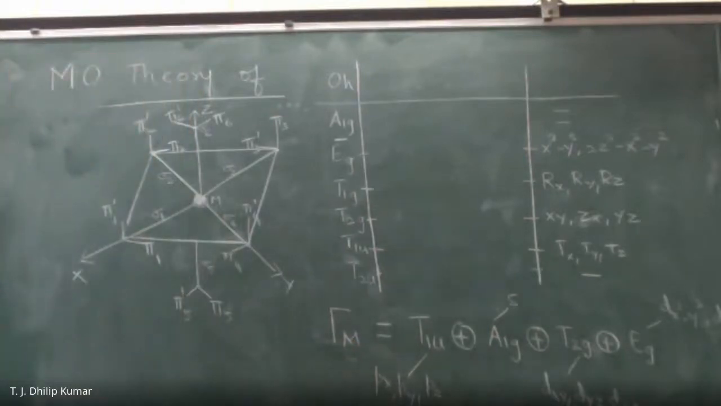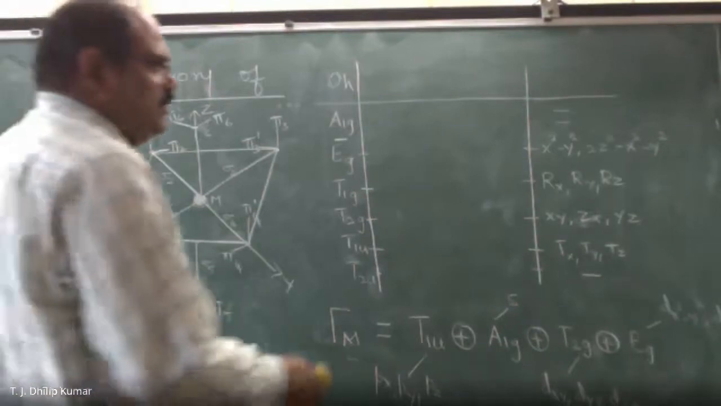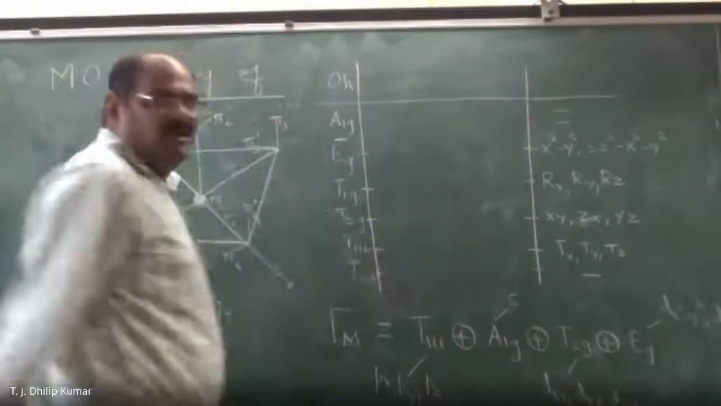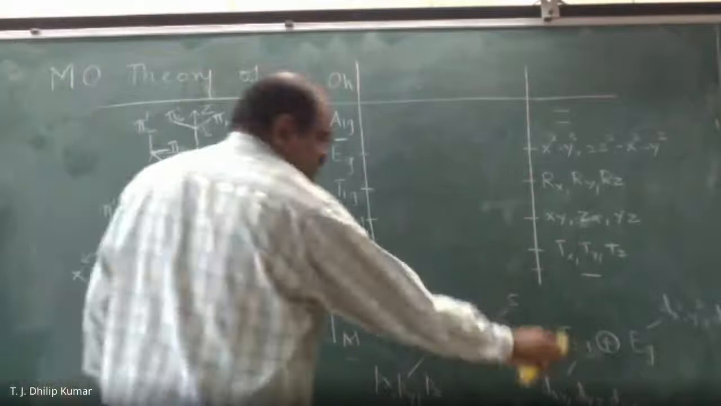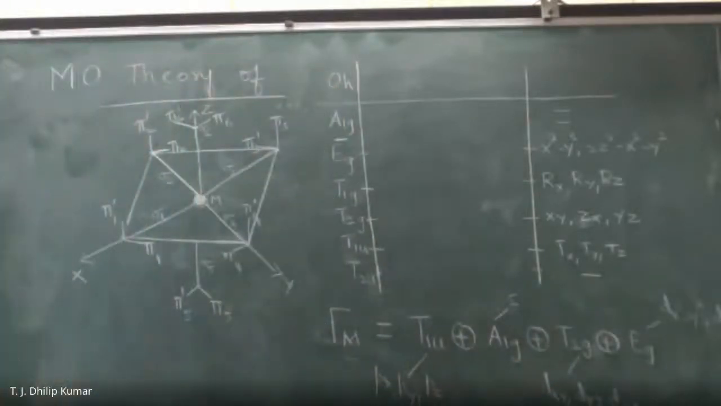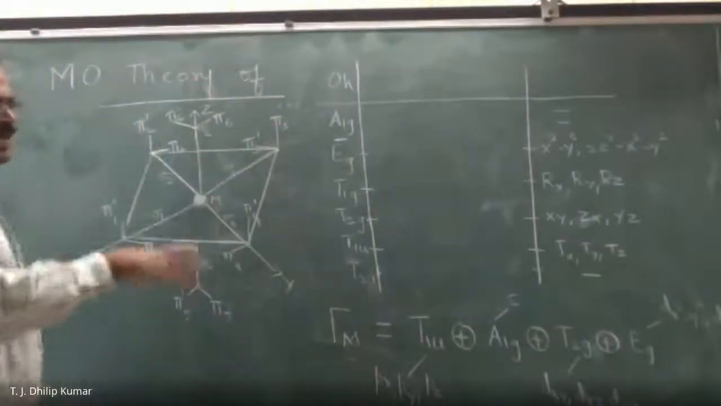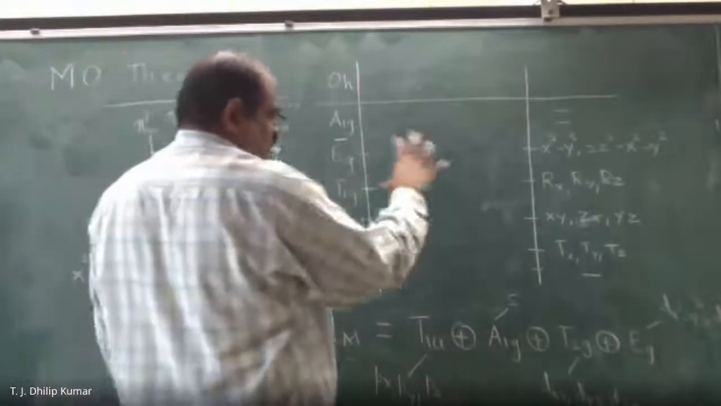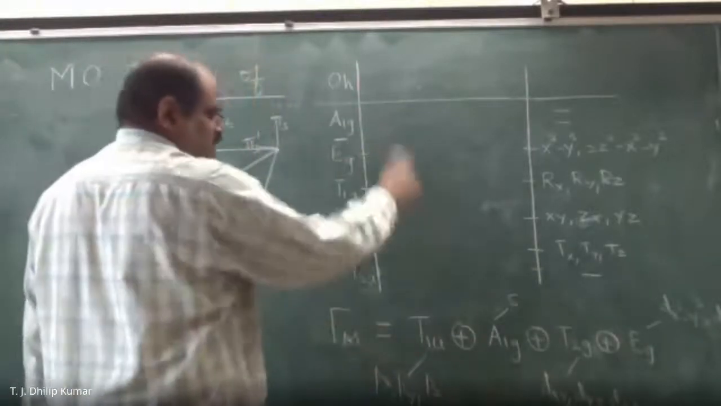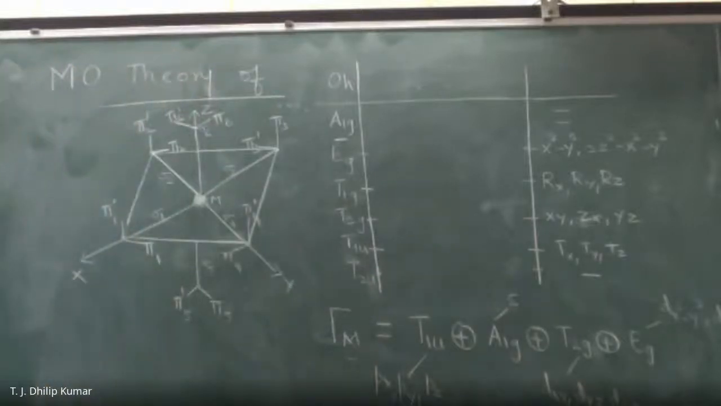The possible combinations we have written. Now I need a larger board, but I'm going to erase it. Is it okay? Now for the metal, we have just assigned this. The next step is for the ligands. There are six ligands. Similarly, we write the combinations for the ligands, and then we match them with the metal. Which orbital will overlap with the metal orbital? That's the idea, so we are going to see how it will overlap.